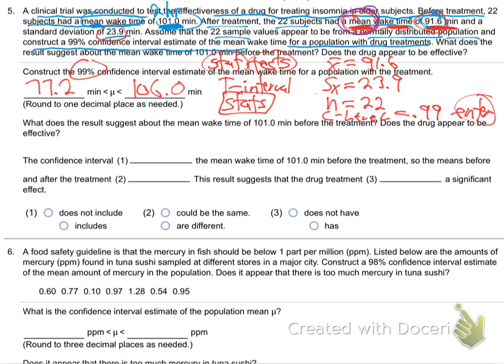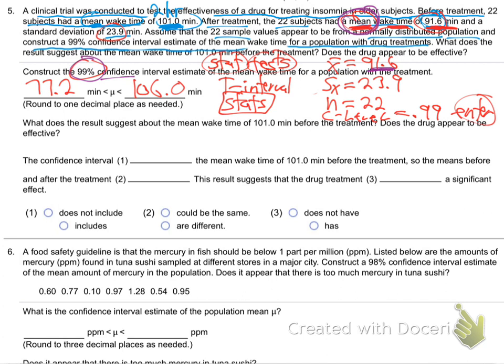All right, now what does this mean? We are 99% confident of what this drug really does. Remember that people took this drug so they would have less wake time, right? They have insomnia. They're awake during the night. They took this drug so they would have less wake time during the night. Now that they've taken this drug, the average, the mean, was 91.6 minutes. But this is just 22 people. We don't know this is what the drug does to all people. That's what we want to know. We want to know what's the real effect of this drug on all people who will ever take it.